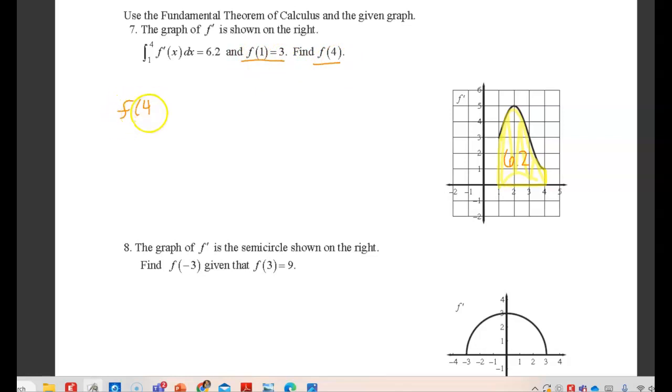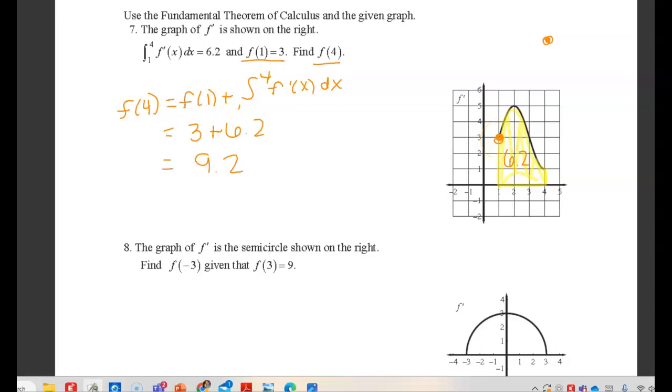So f of 4 would equal f of 1 plus the integral from 1 to 4 of f prime of x dx, because again, 4 is the higher bound, so you add the initial condition. So we get 9.2. What that means is that the function itself at 4 is way up here at 9.2, and at 1 it was at 3. And again, that should make sense, right?